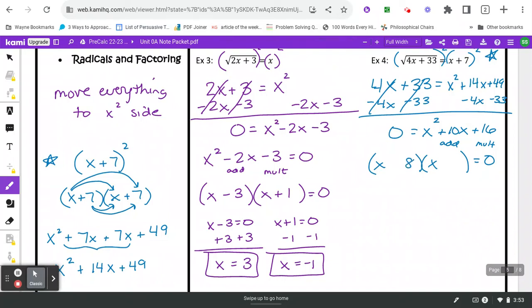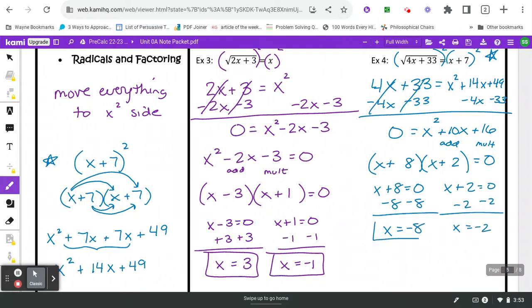That would be an 8 and a 2, both positive numbers. And then the end, pretty simple. Set each one equal to 0 and solve. There we go.